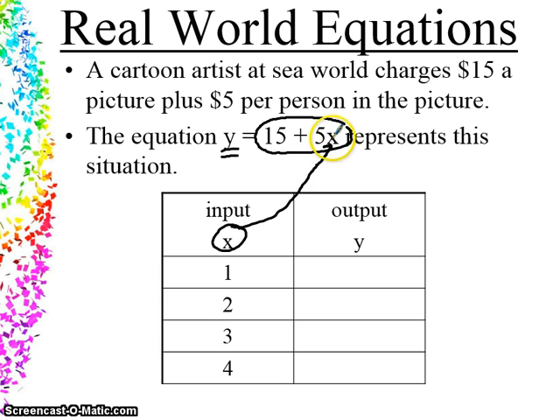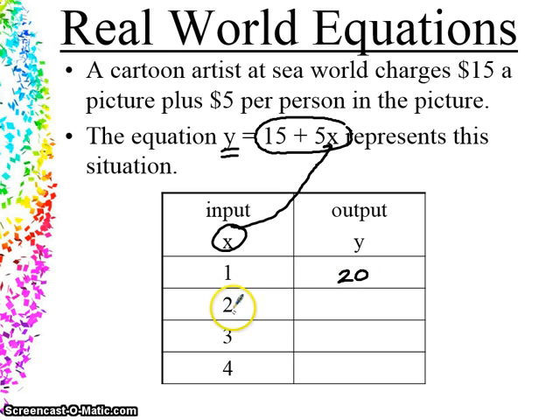Notice the x is touching the positive 5, so that's going to be multiplication. So when we substitute 1 in, it's going to say 15 plus 5 times 1. Well, we know that 5 times 1 is 5, and 15 plus 5 is 20. So if there is one person in the picture, it will cost $20.